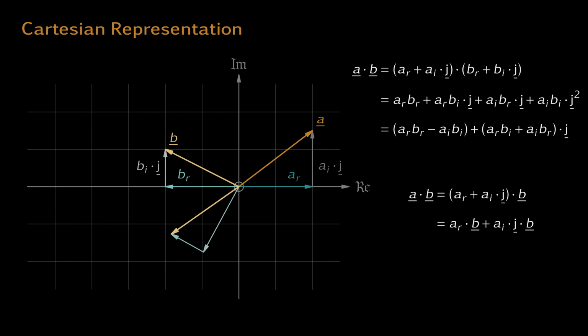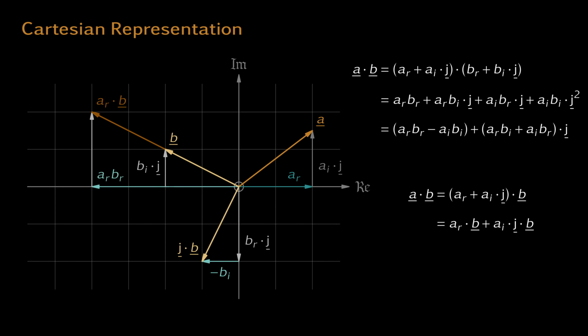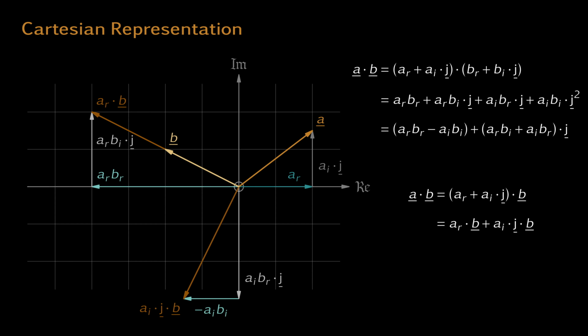Now the multiplication by J just turns an arrow forward by 90 degrees, and this is also true for its components. The turned arrow J times B has the imaginary component BR times J and the real component BI times J, which is BI times J squared. Since J squared is minus 1, this gives minus BI. Now we have to scale B by AR, which gives the real component ARBR and the imaginary component ARBI times J. Similarly, we have to scale J times B by AI, which gives the real component minus AIBI and the imaginary component AIBR times J.